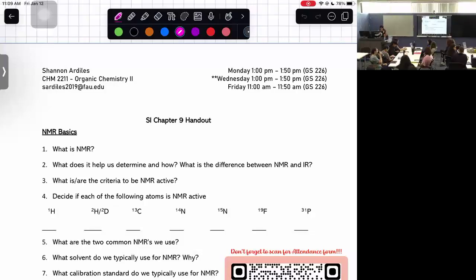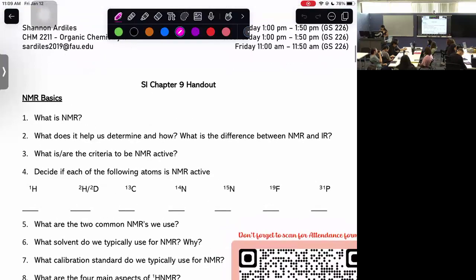But either way. Okay, chapter 9. Chapter 9 is all about NMR. Now, for NMR, just what is it? What does it stand for? Nuclear magnetic resonance. Nuclear magnetic resonance.